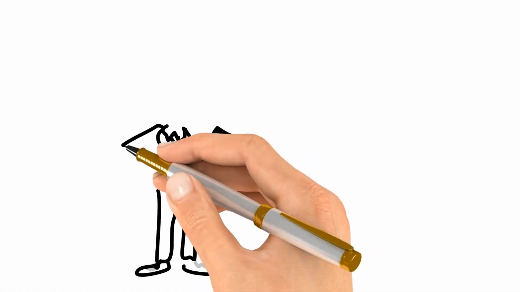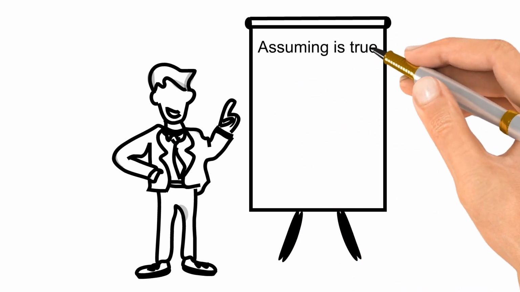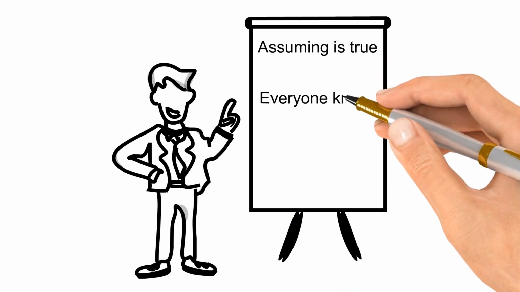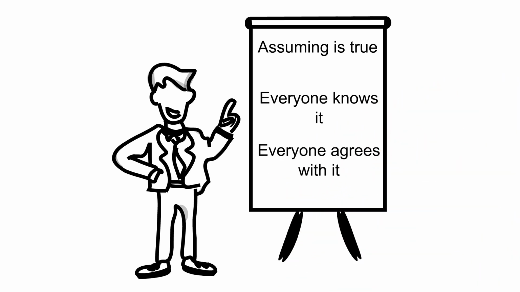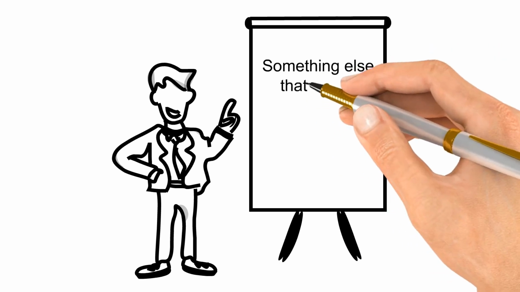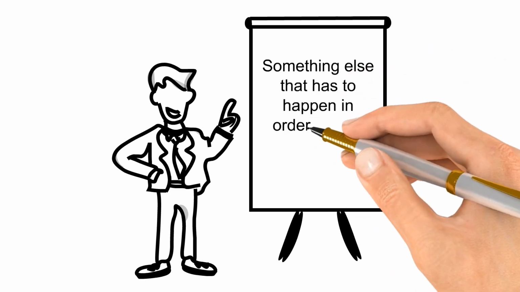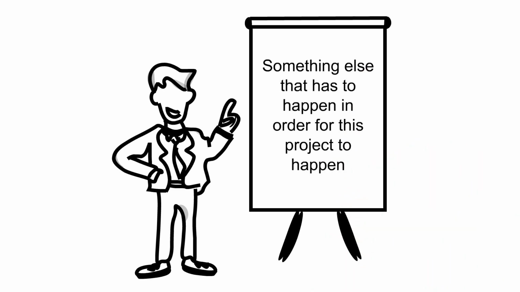So assumptions are things that we're assuming are true about the project, and we want to make sure that everybody knows it and agrees with the statement. So it's something that we believe is true, but we want to make sure that everybody else agrees with us. A dependency is a dependency for the project. So it's something else that has to happen in order for this project to happen, is the easiest way to put that. So let's talk through some of these things and look at some examples.